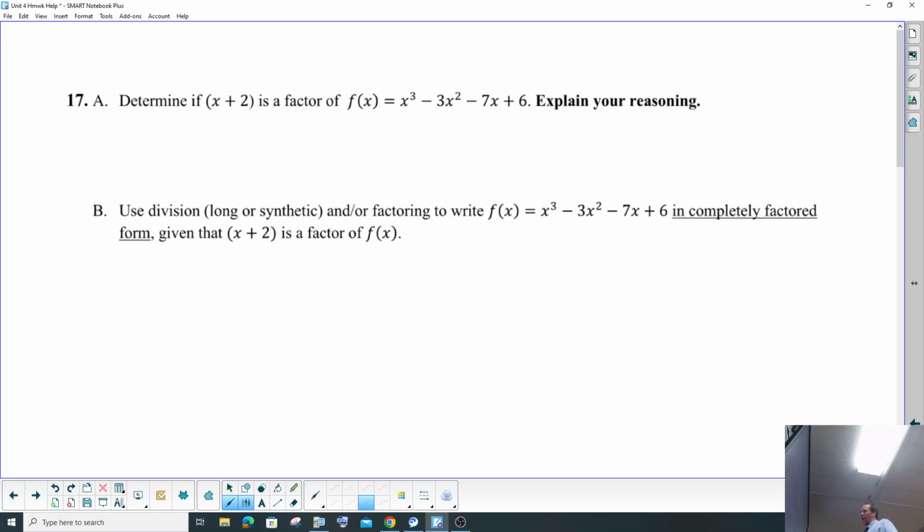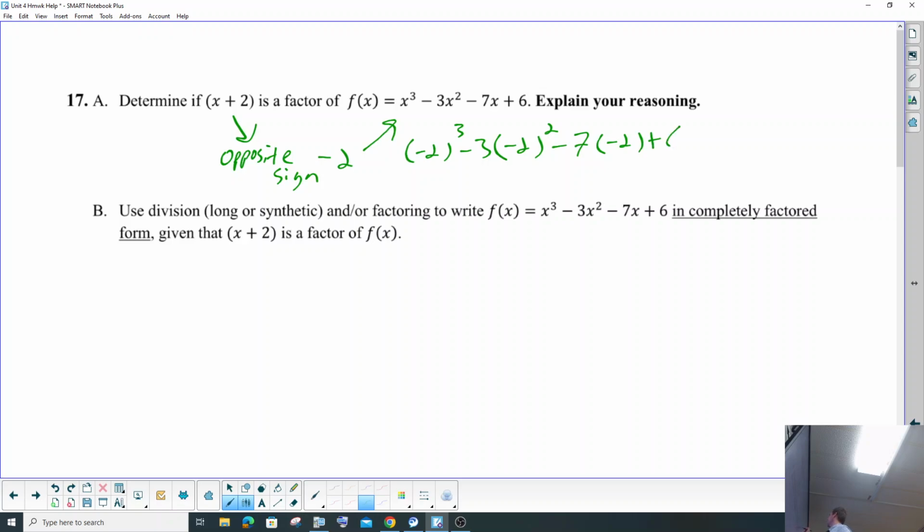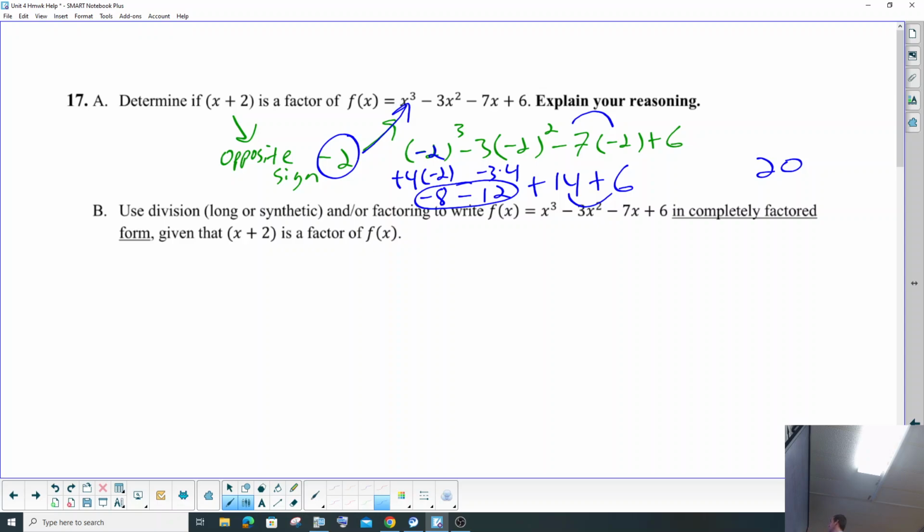Okay, so determine if it's a factor or not, right? So we go ahead and use opposite sign. So negative 2, and we plug it in there. So negative 2 to the 3rd power minus 3 times negative 2 squared minus 7 times negative 2 plus 6. There we go. And so wherever we see an x, we plugged in a negative 2 in there, okay? So negative 2 cubed is negative 8. Negative 2 times negative 2 is a 4, so that's going to be a negative 12. Negative 7 times negative 2 is a positive 14 plus 6. And so 14 and 6 is 20. And negative 8 and negative 12 is also a negative 20.